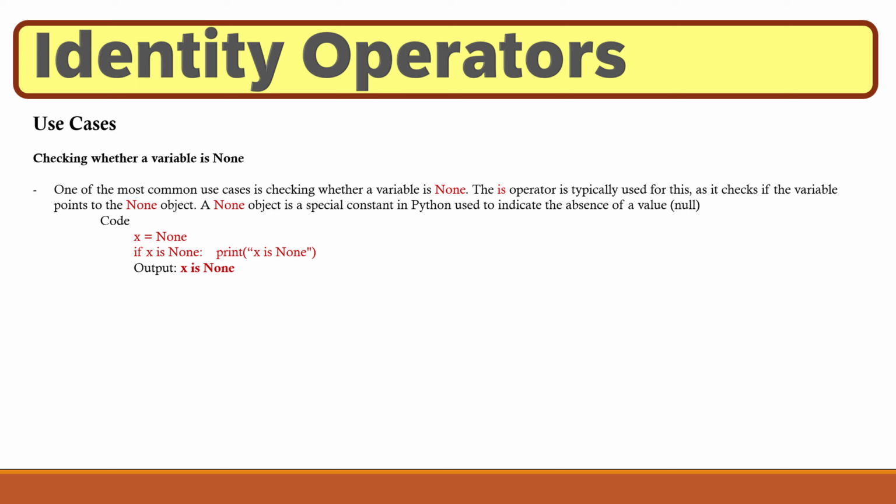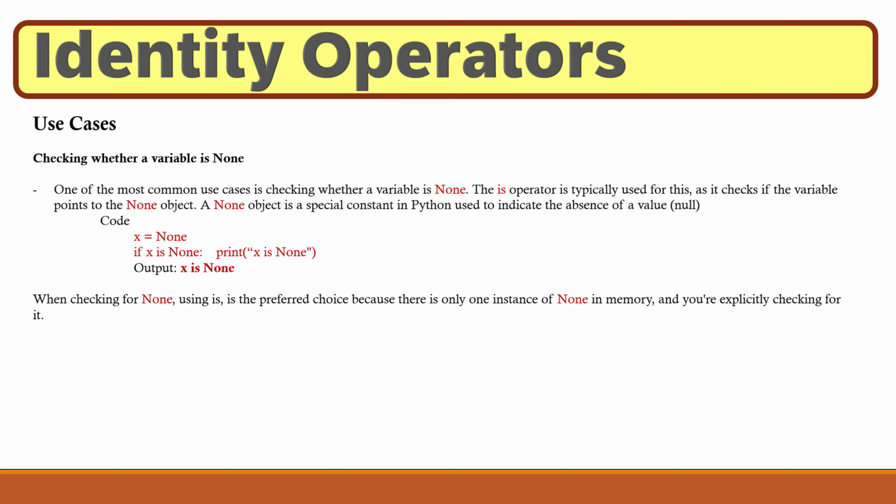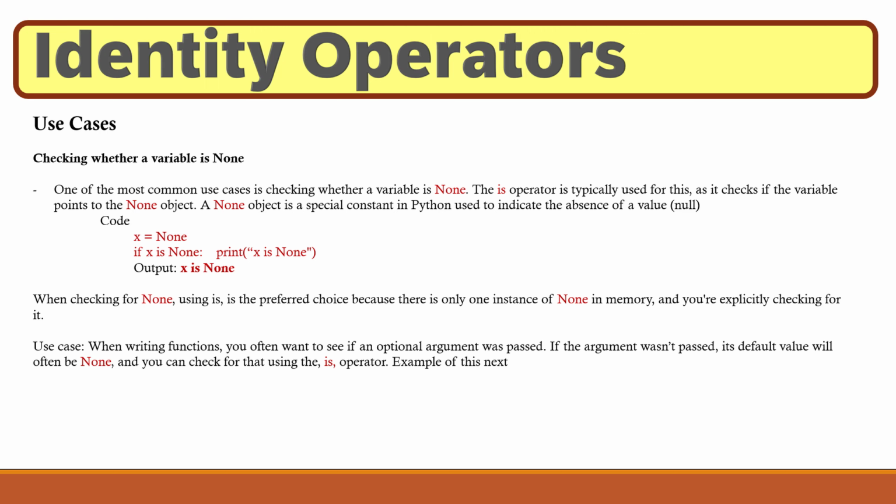This is a very simple example, but I'm going to show a use case in PyCharm next. When checking for None, using the is operator is the preferred choice because there's only one instance of None in memory and you're explicitly checking for it, so that's why it's used. Now this is use case number 2 for checking for the None object, and I'll show an example of this in PyCharm. When writing functions, you often want to see if an optional argument was passed. If the argument was not passed, its default value will be None, and you can check for that using the is operator. I'll be showing an example of this very shortly.